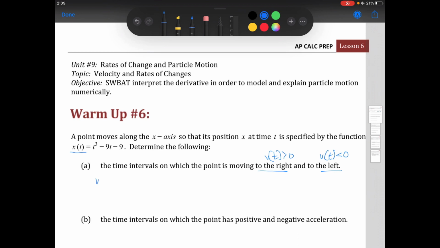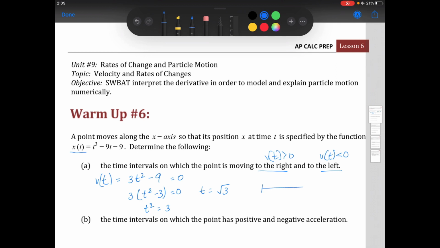Velocity is the first derivative of my position, so my velocity will be 3t squared minus 9. I'm going to set this equal to 0, and then solve for t. So I will get 3t squared minus 3 equals 0. I can get rid of the 3. I'm left with t squared equals 3, and t is equal to square root of 3. Usually I'll do plus and minus, but I'm going to ignore the negative because we don't deal with negative time.